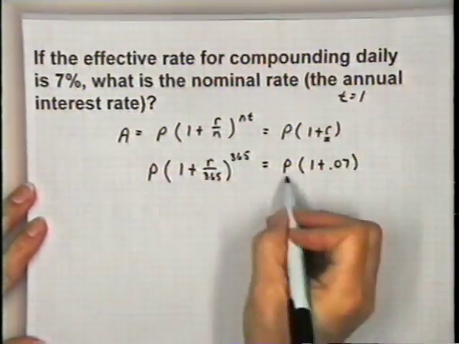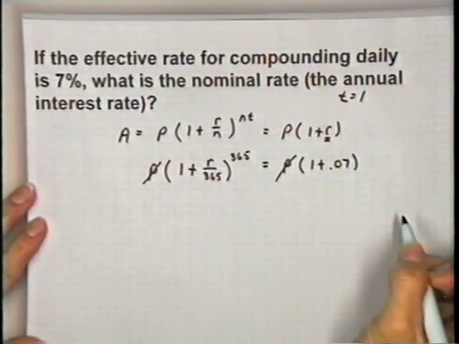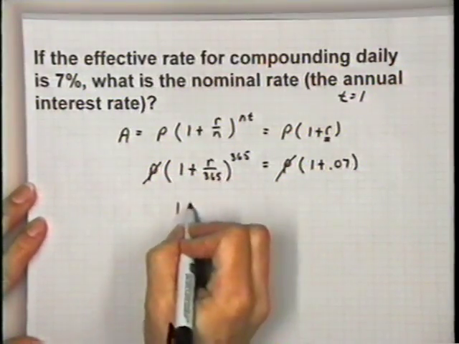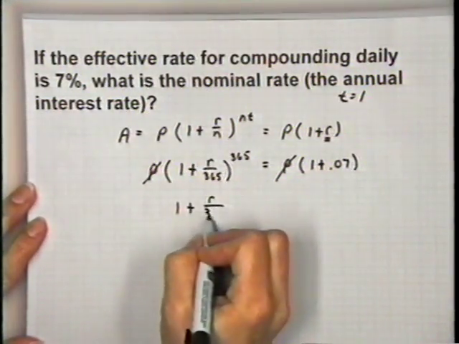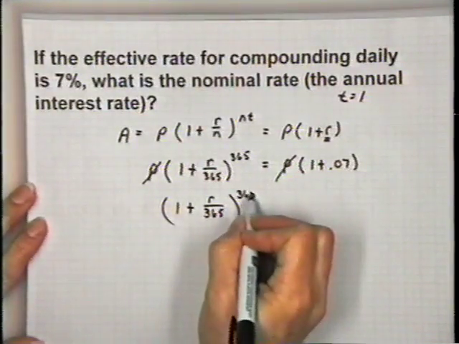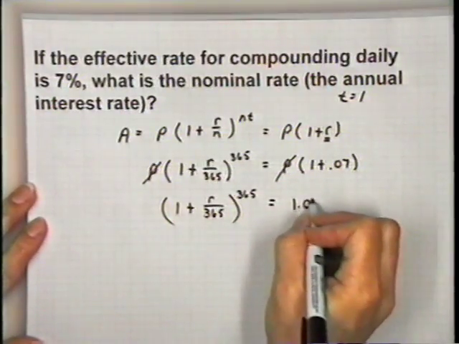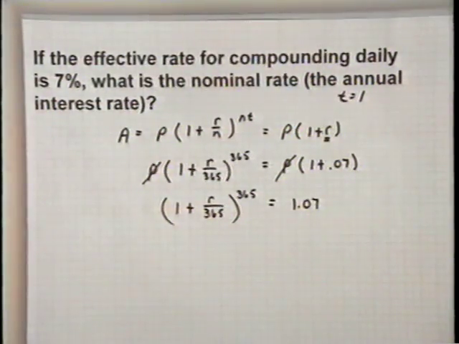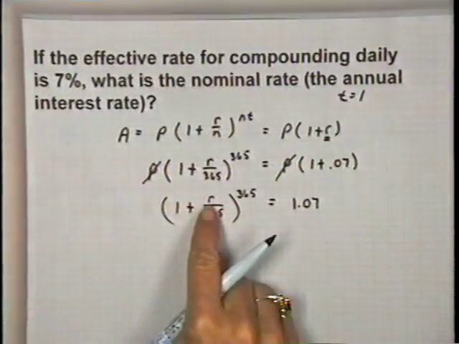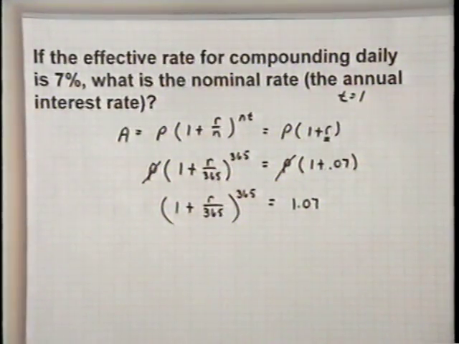Well, notice, I've got these two things equal. If I divide by P, those are going to cancel out, aren't they? So what I have here is (1 + r/365)^365 = 1 + 0.07, or 1.07. Well, our problem here is to figure out how to solve for r, isn't it? Is there some way perhaps that we could solve for r?